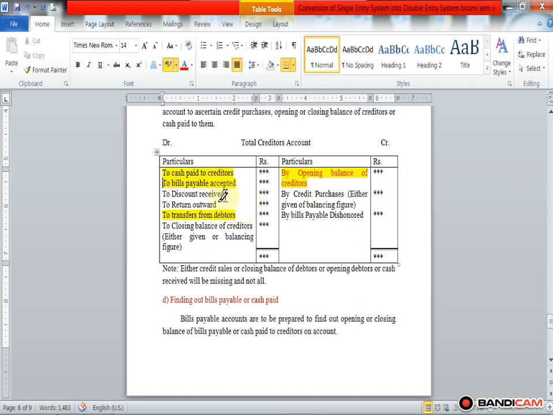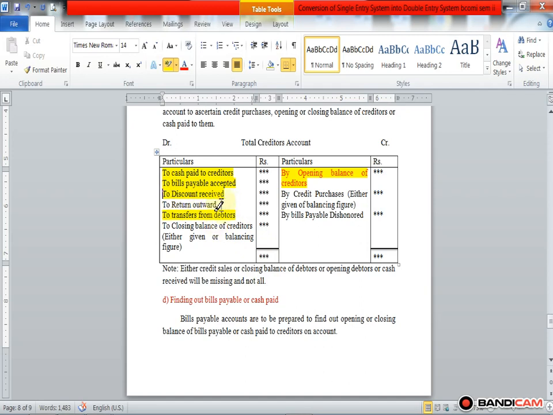Discount received. Discount received is our gain, so the entry will be creditors account debit to discount received, and that discount is shown in the problem in the cash book or in other information or adjustments. Since the discount is our gain, the entry will be creditors account debit to discount received, and that discount is transferred to the debit side of the creditors account.